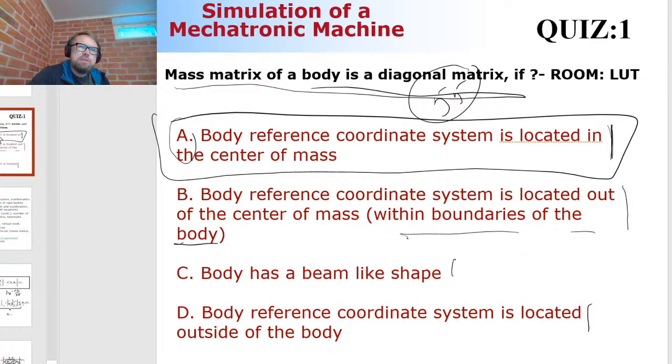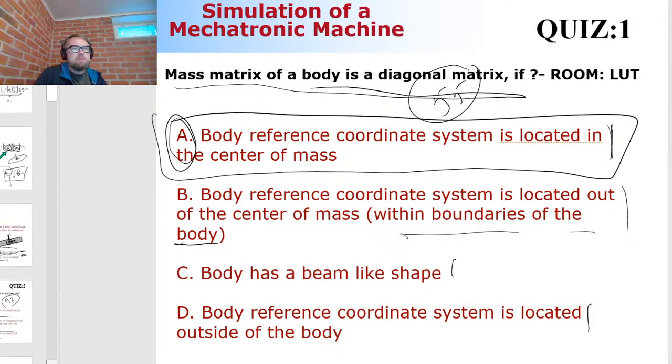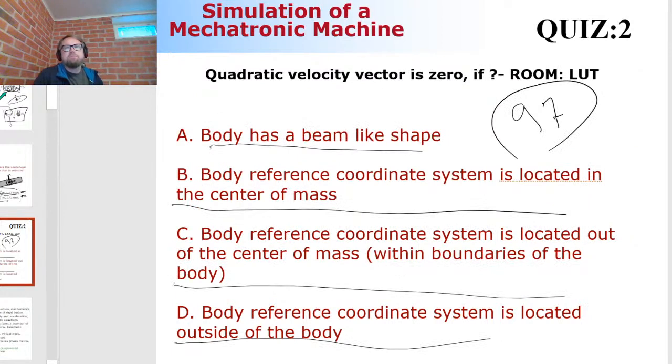So basically what we need to do is find this option in the second in-class quiz. So let's check the second in-class quiz, which is this one here. Now obviously, this is the correct solution.